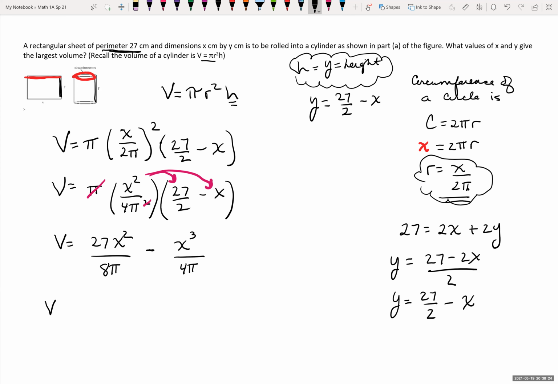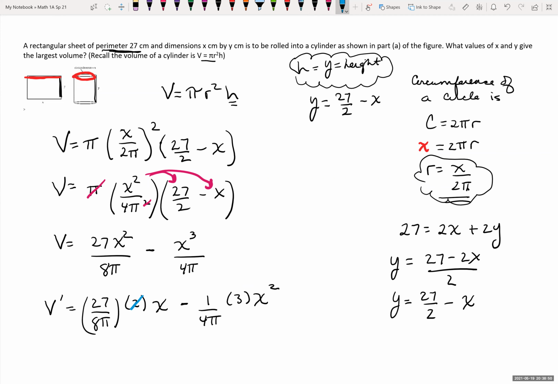So now we're in the form that we can take the derivative. Just bring our power down front. So that 27 over 8 pi, that's just like a coefficient there. So bring our power down front of 2 and subtract 1 from our power, we get x. Minus, we can think of this as 1 over 4 pi if you want. Bring our power down front, which is 3, subtract 1 for our power, we get an x squared.